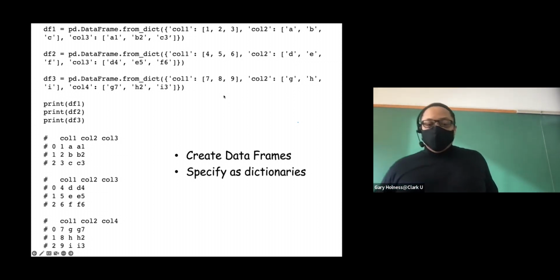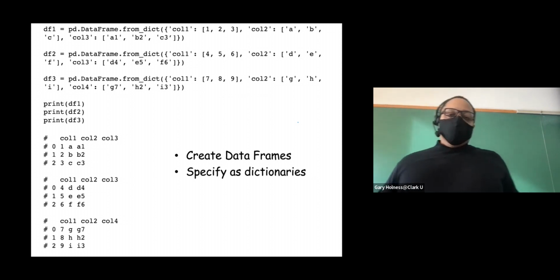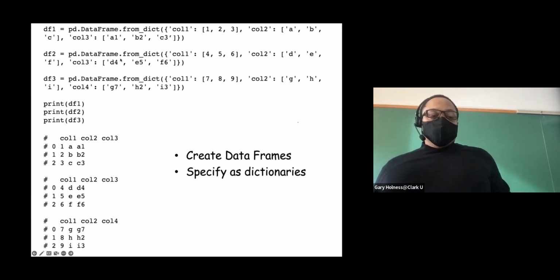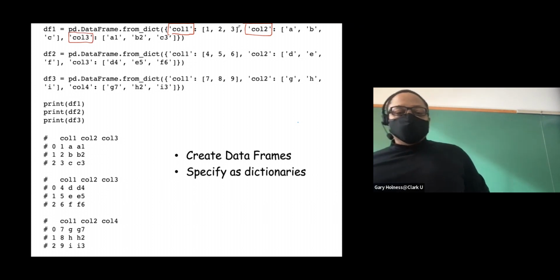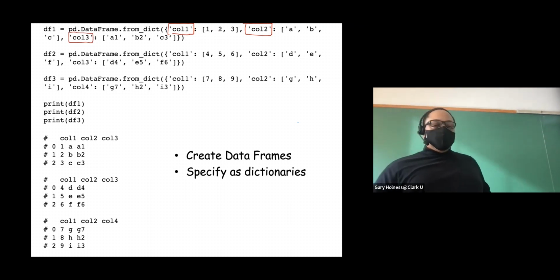In this, I'm going to use the pen again. We have 3 data frames: data frame 1, 2, and 3. Data frame 1 has 3 keys: column 1, column 2, and lastly, column 3. Column 1 has numerical data, so there's a list associated with column 1 for data frame 1. Then we have alphabetic characters, and then we also have alphanumeric strings for column 3.